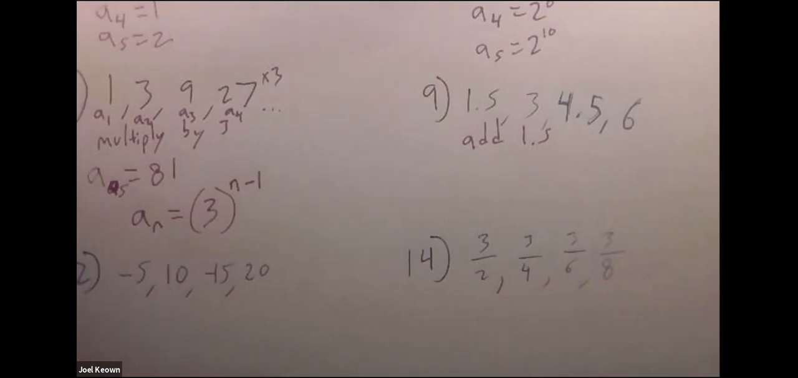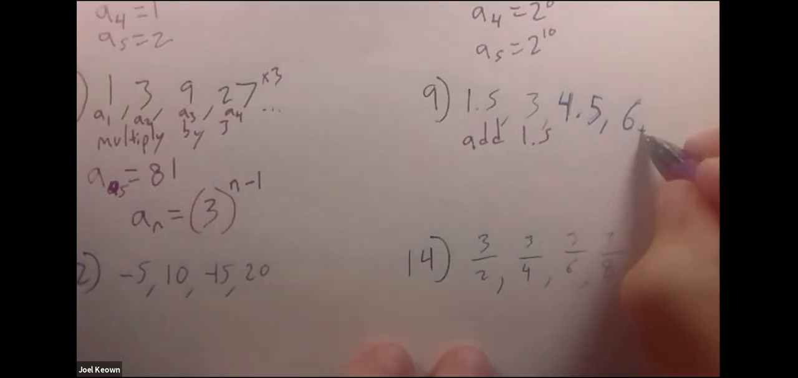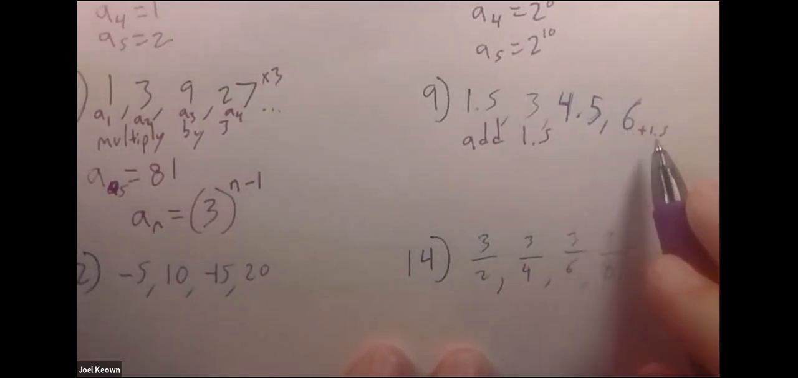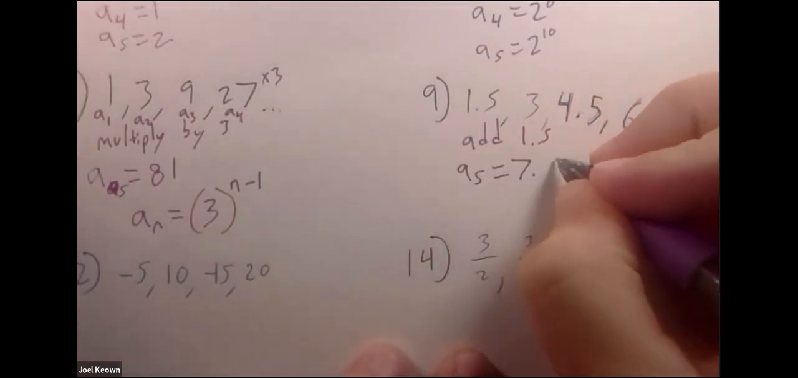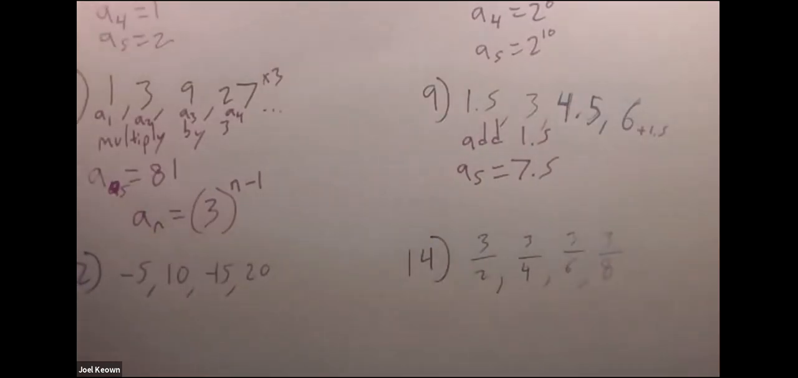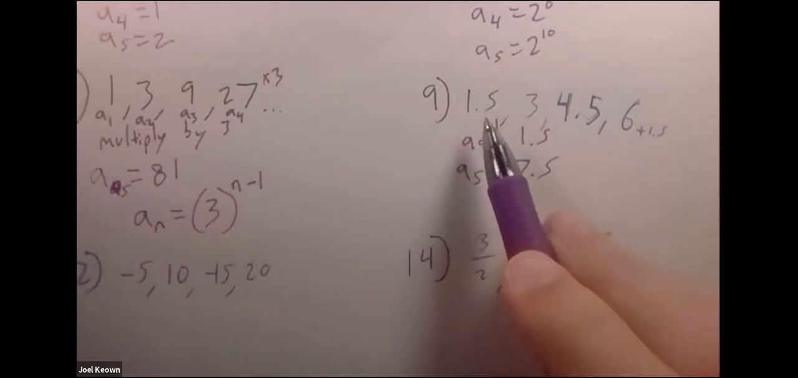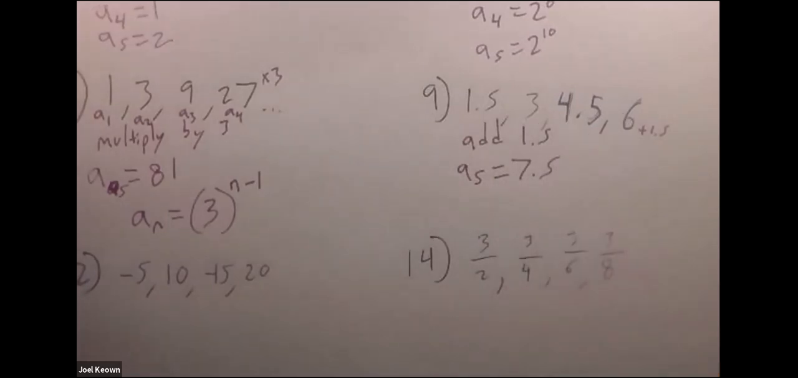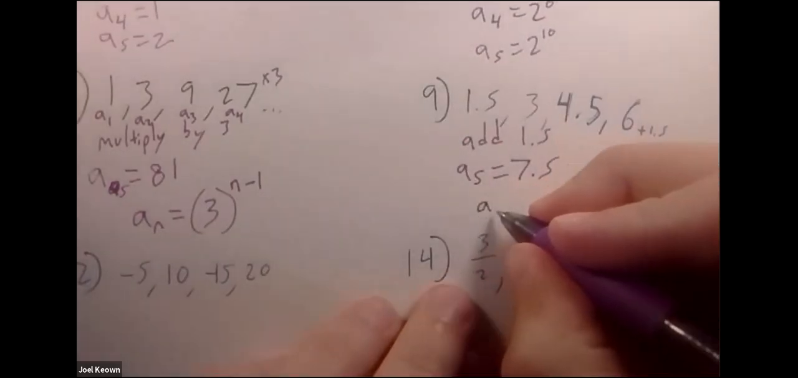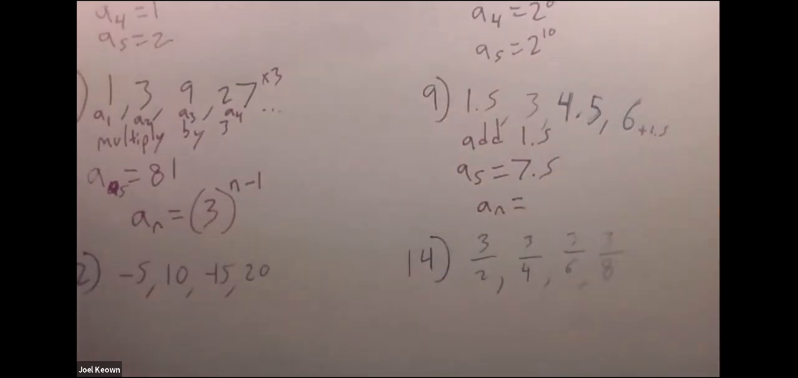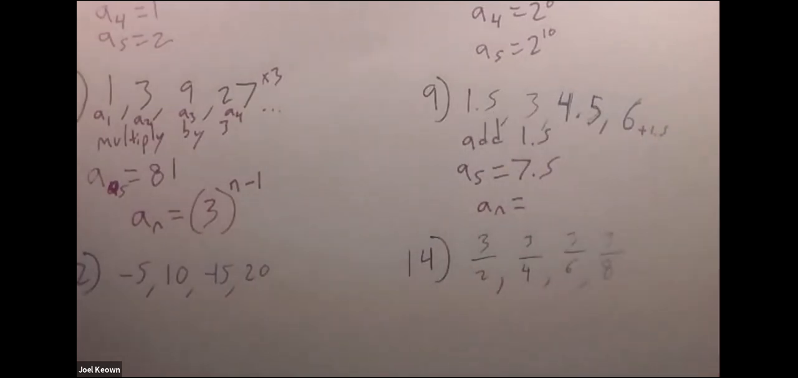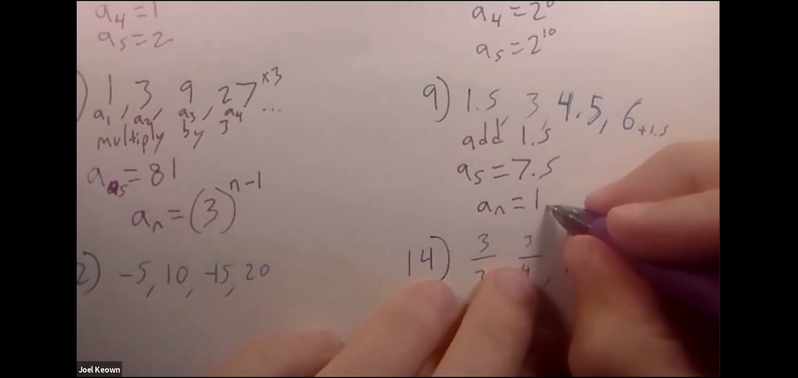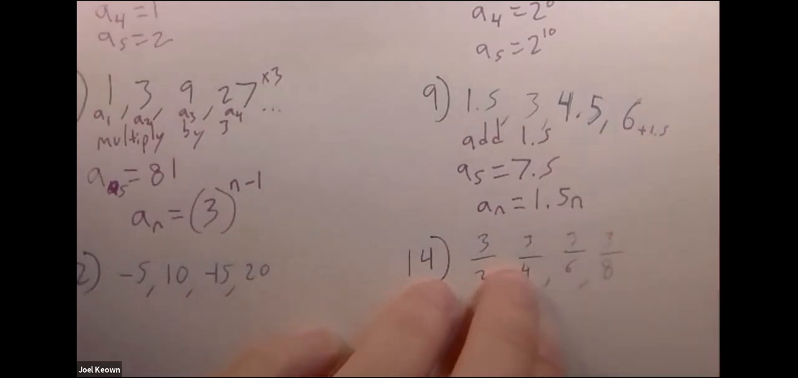Okay, so what's my next term? Well, 6 plus 1.5 gives me 7.5. So a sub 5, 7.5. Now, because I'm just adding, this is a linear problem. So I can say a sub n equals, and because it's linear, whatever I keep going up by, that's my slope. Well, I'm going up by 1.5. So I'm going to say 1.5 n.